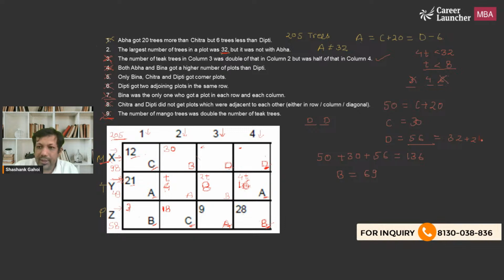So which plot has 32? I have absolutely no clue. Which plot has 24? I have absolutely no clue. What I'm going to do now, I am going to read the questions and understand.